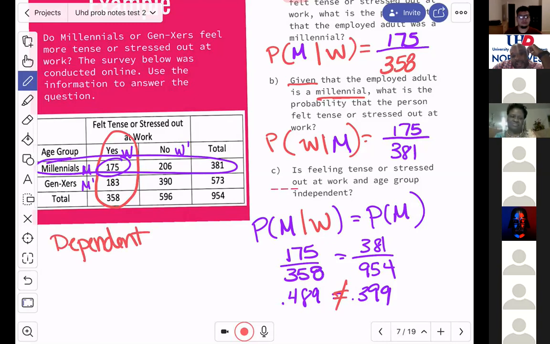Millennials tend to be a little more stressed out than Gen Xers. They have a significantly smaller sample, while Gen Xers have a larger sample with about the same amount of people, so yeah.